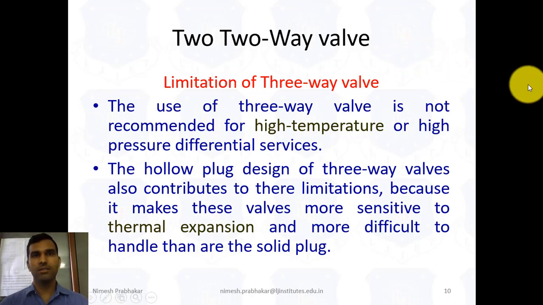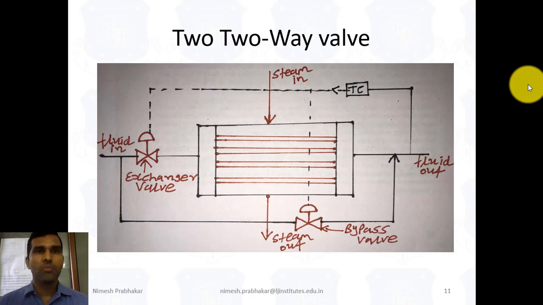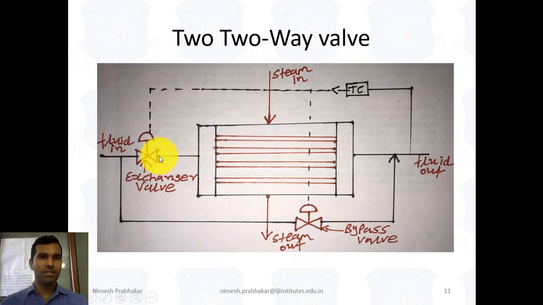So how can it increase? Now we see the two-way valve method. This is the figure of the two-way valve. Here we use two valves. The first valve is here and the second valve is here. This is the bypass valve, as we discussed in the bypass method, and this is the exchanger valve. By using these two valves, we control the temperature.